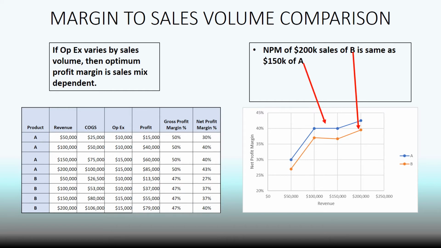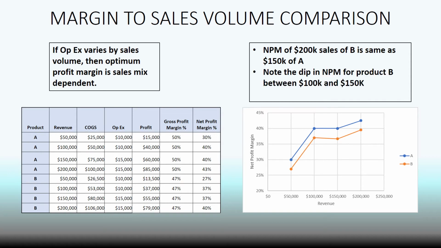And our last observation is note the slight decrease in the graph for product B net profit margin between the $100,000 and $150,000 point. This isn't reflected in our chart because we rounded up to get rid of the decimal points. But you can see it in the graph, and it would be worth exploring, and clearly you would not want to operate in this range for product B for very long if you could help it.